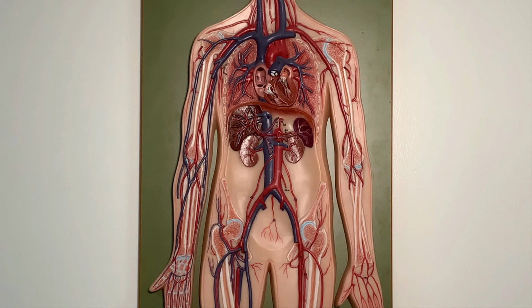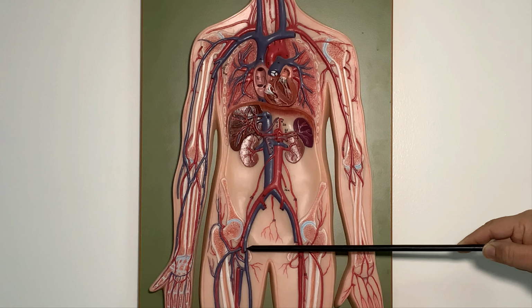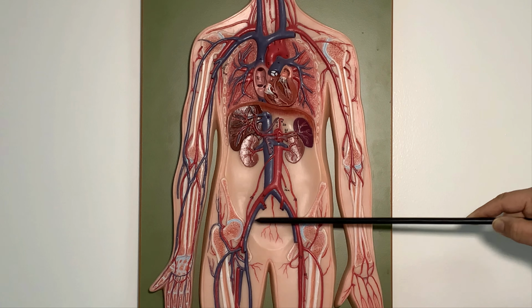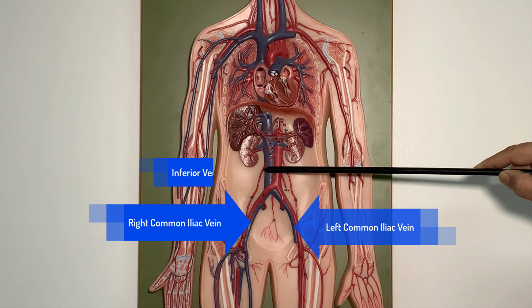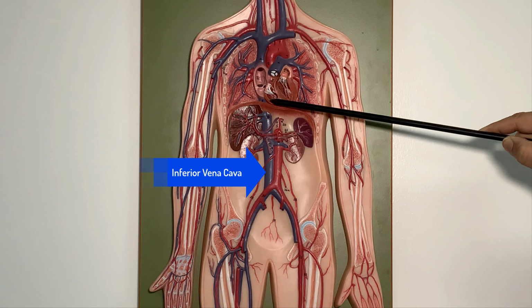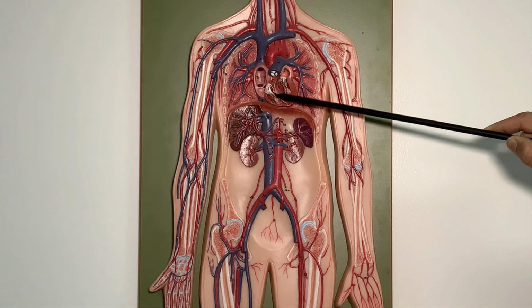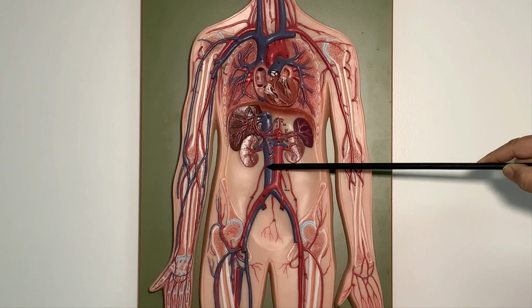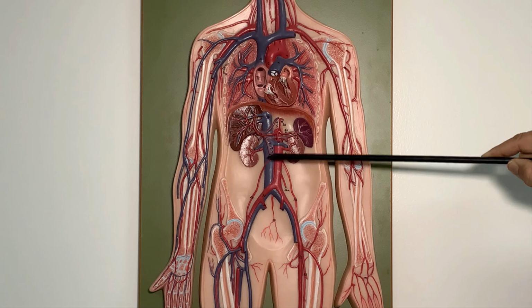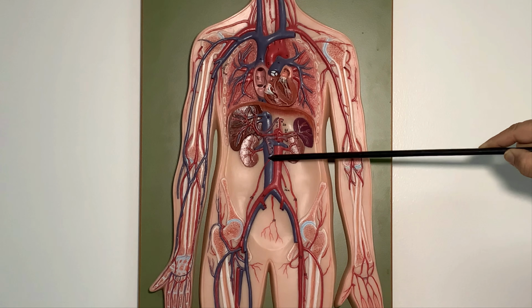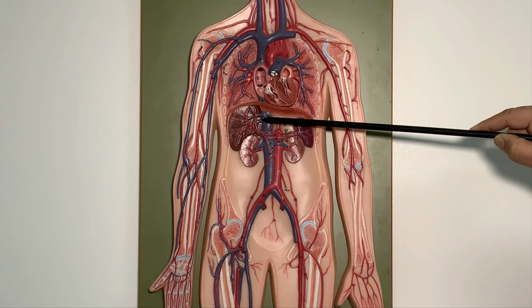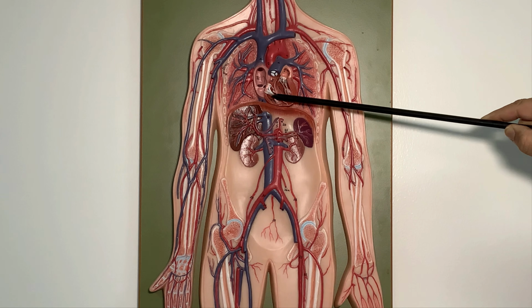Okay, now let's look at the veins which are visible in this model. I like to start from the bottom part, and there you can see these two common iliac veins. They join to form the inferior vena cava. On its way towards the heart, because its destiny is to reach the right atrium of the heart, it receives many tributaries. We don't call them branches, we call them tributaries. Arteries have branches and veins have tributaries. So it receives many tributaries, and ultimately it ends up in the right atrium of the heart as the inferior vena cava.